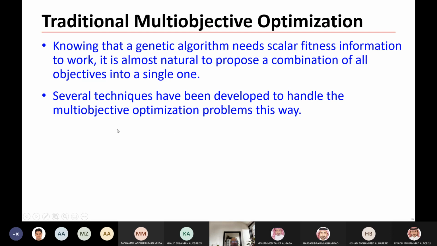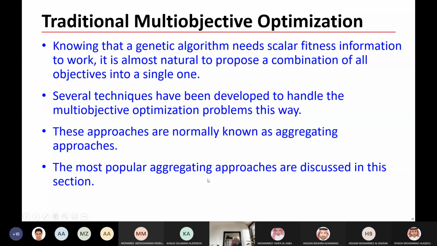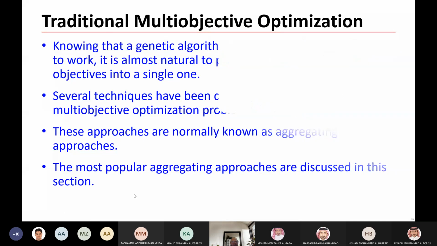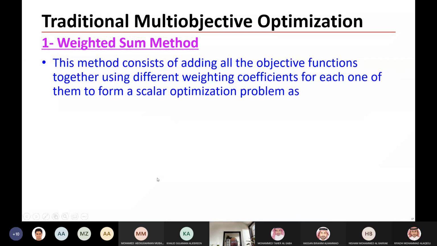Several techniques have been developed to handle multi-objective optimization. These approaches are normally known as aggregating approaches. The most probable aggregating approaches are discussed in the following section. The first one is the weighted sum method. The weighted sum method is simply that you combine all the objectives together into one by a sum of weighting factors. This method consists of adding all objectives using different weighting coefficients for each one of them to form a scalar optimization problem.